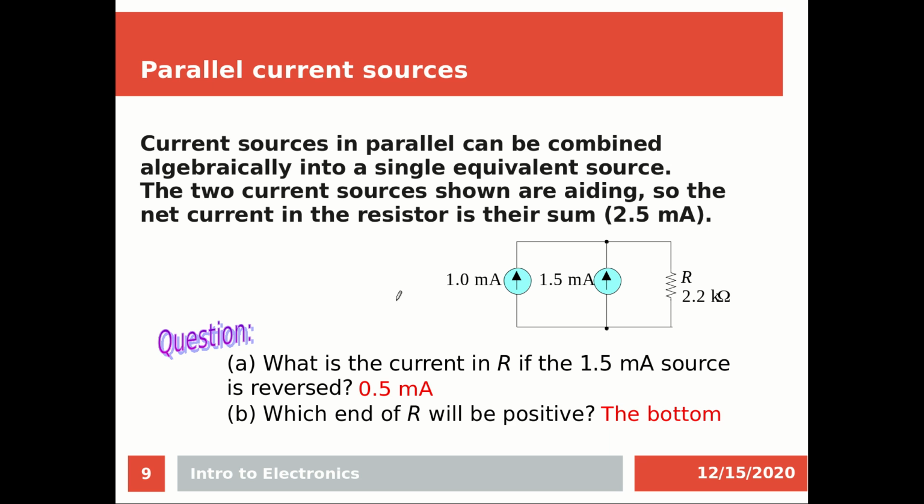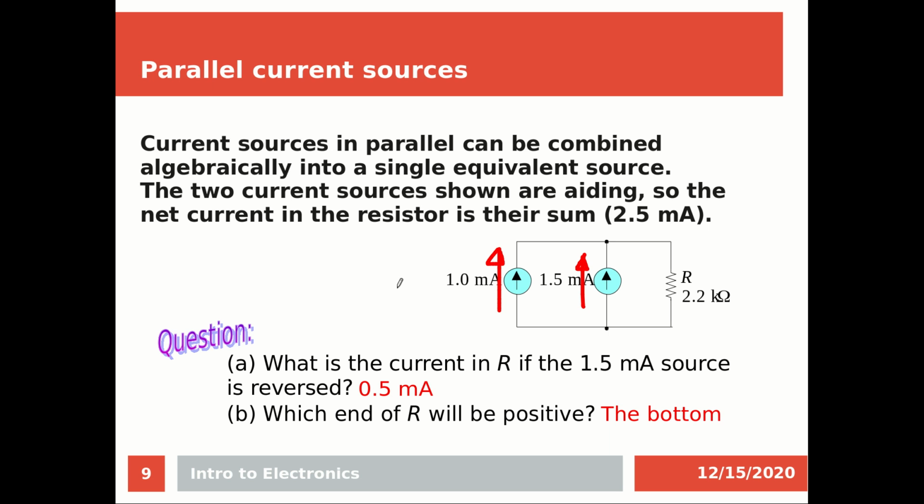what I do is I just sum all of them if they are in the same direction. So this is in the same direction as this one. You see here that this is in this direction and this is in this direction. So I get 1 and 1.5. So this is 2.5.